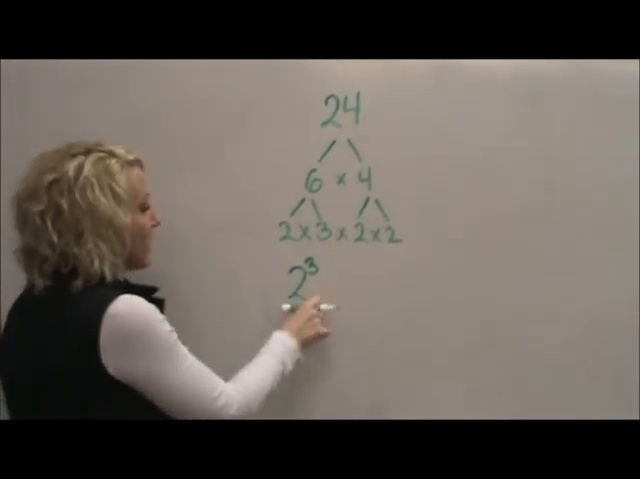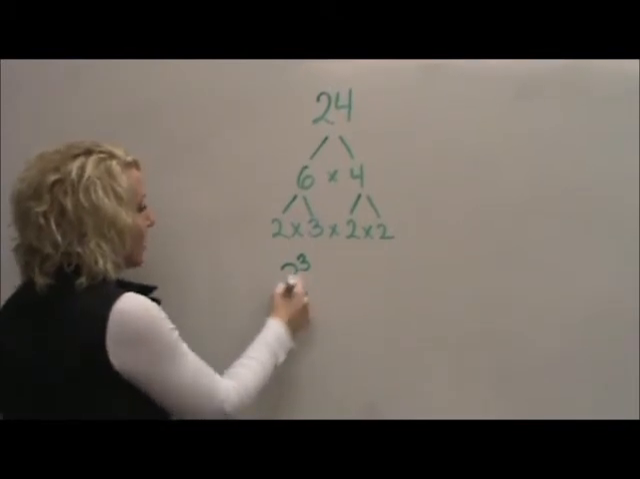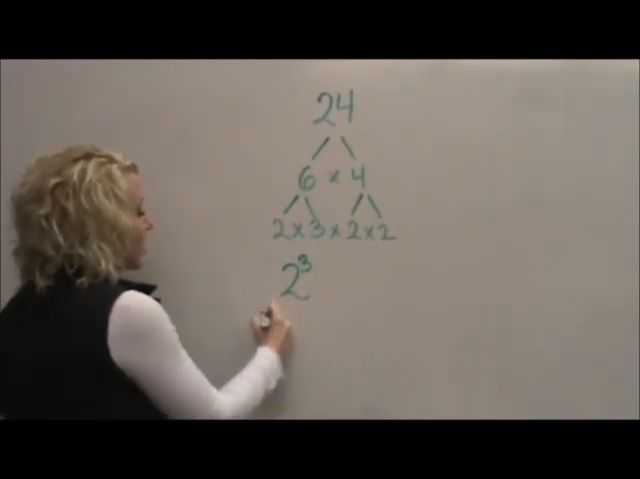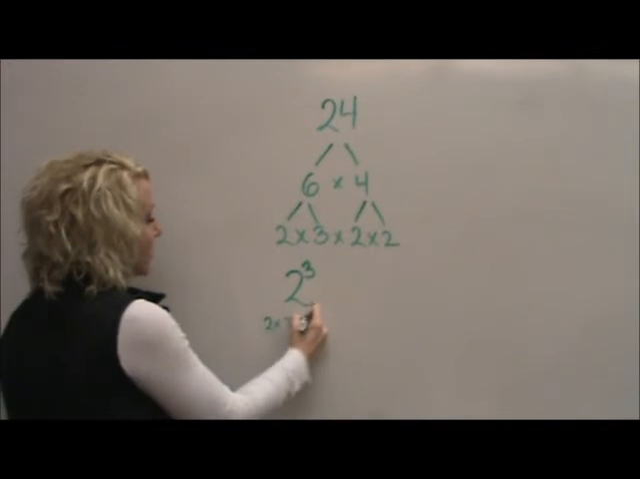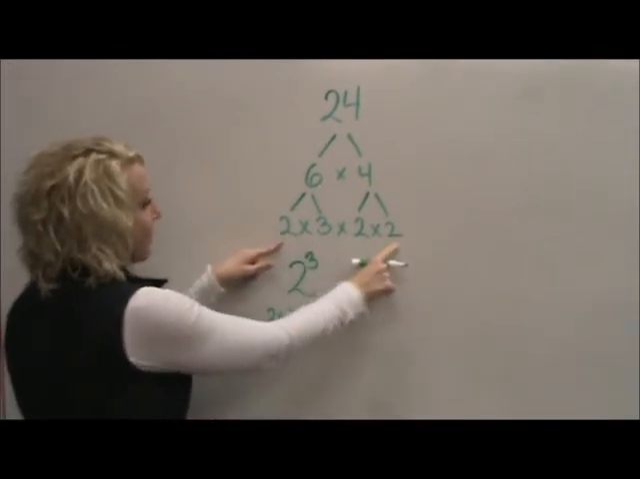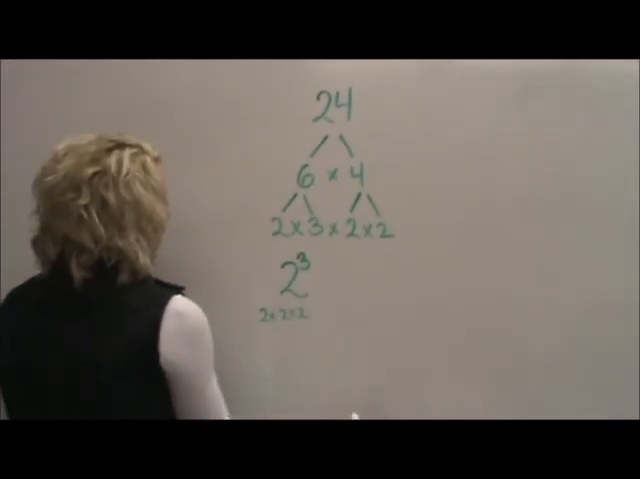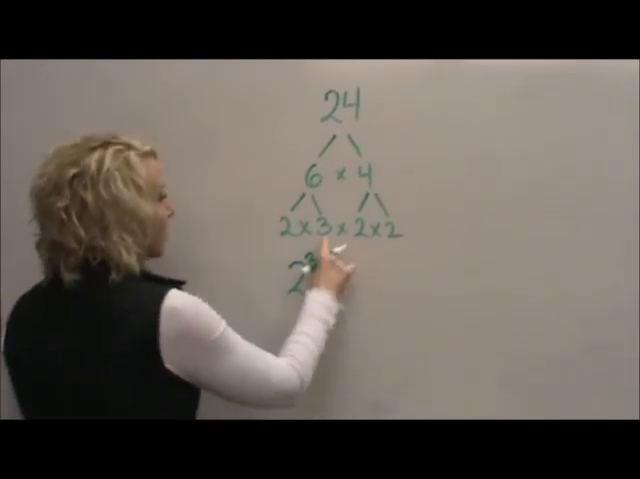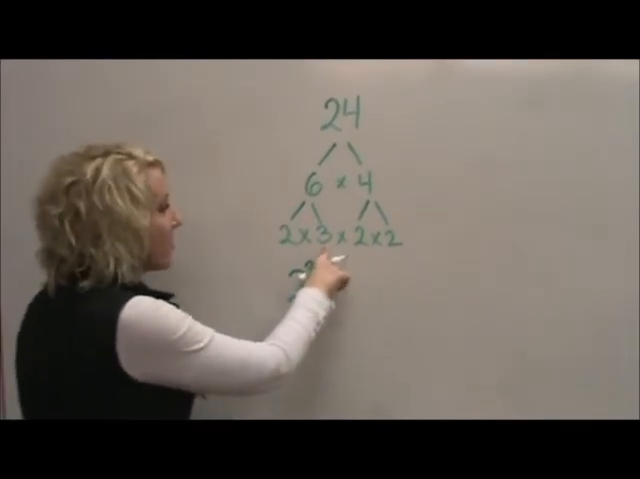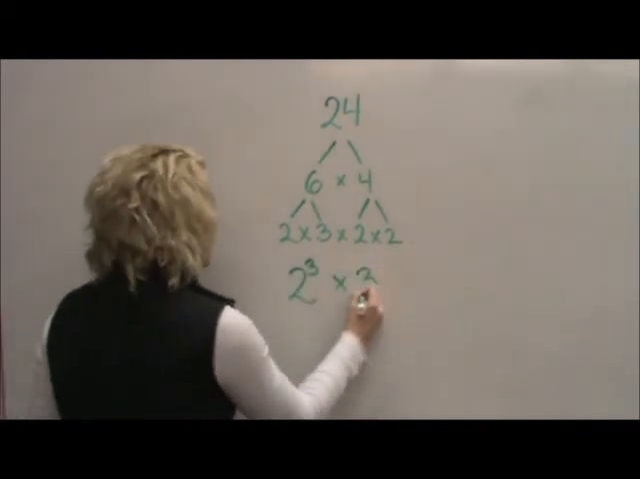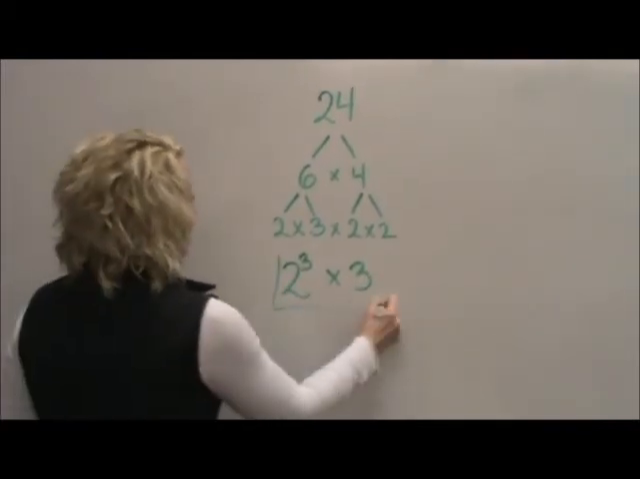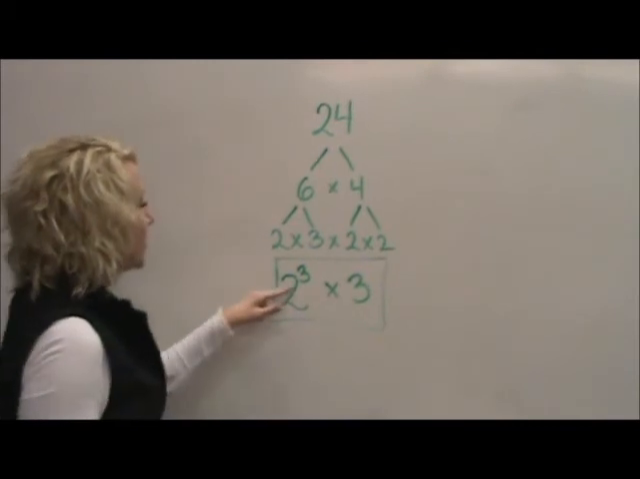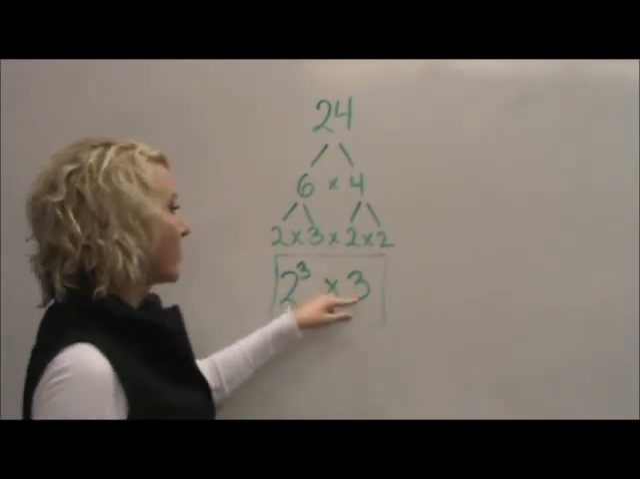And just a quick review, that's true because this 2 to the 3rd power is the same as 2 times 2 times 2, which is what we also have here. So that works. Then we put the multiplication sign, and we write our other factor, which is a standalone factor, just 1, 3. So our final answer using exponents is 2 to the 3rd power times 3.